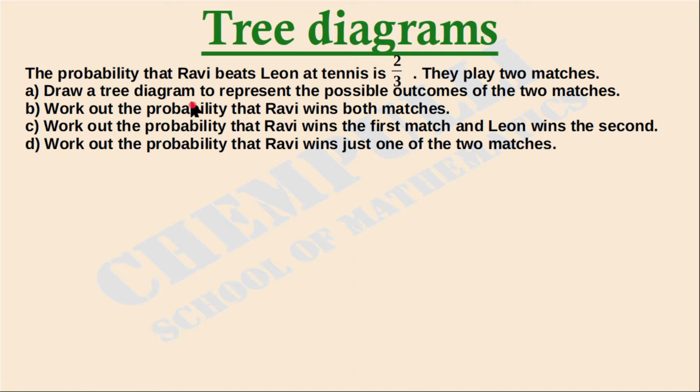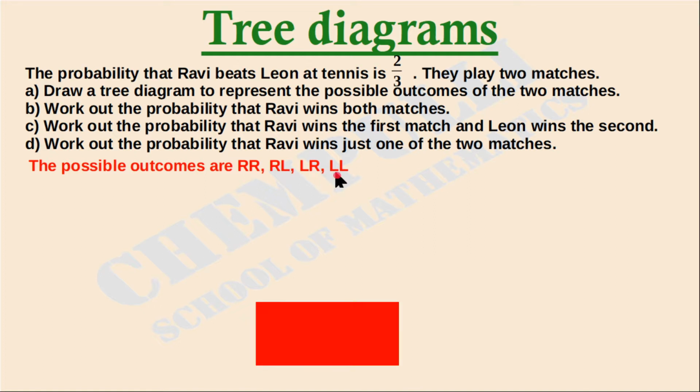In this case, in the normal way, how many matches are there in total? 2 matches are there. That means these are all the possible outcomes. The meaning of RR: first match Ravi wins, second match Ravi wins. Or the other one, first match Ravi wins, second match Leon wins. Or first match Leon wins, second match Ravi wins. Then first match Leon wins, second match Leon wins. These are all the possible outcomes of this experiment.